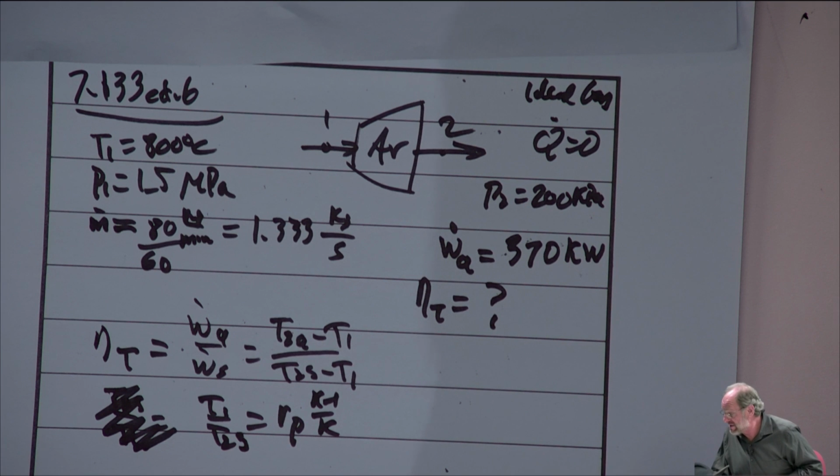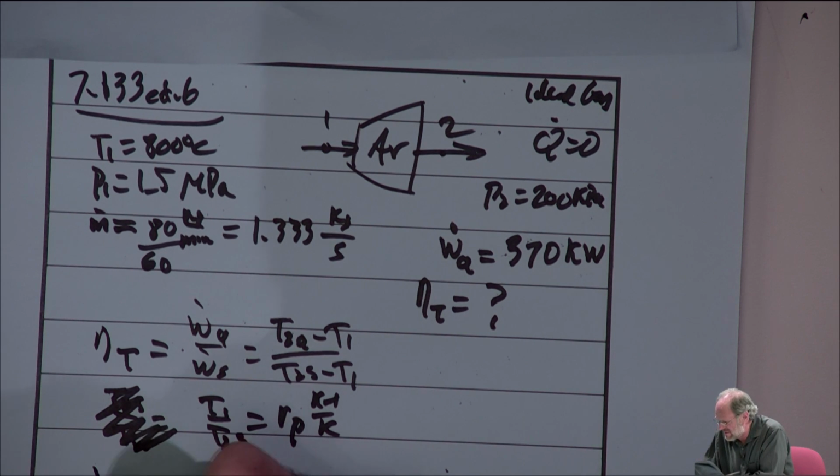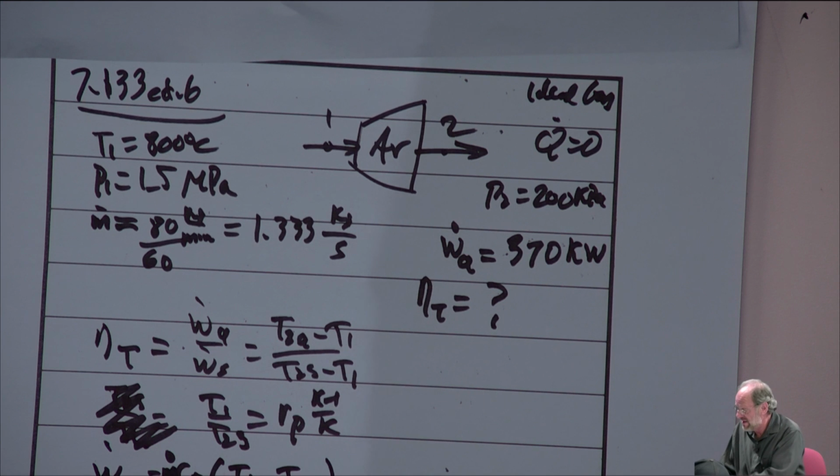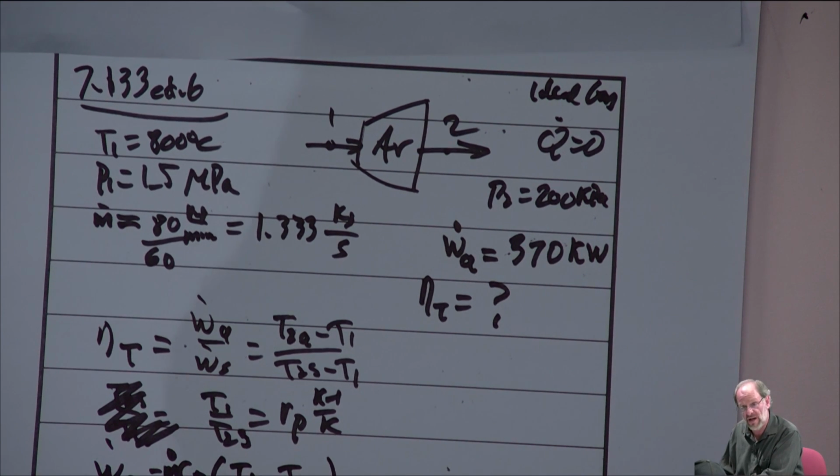So if you think about it, there shouldn't be a whole lot more that we really have to do. Well, one thing, since we're given the actual power, then this is going to equal the mass flow rate times Cp times the actual enthalpy change, so T1 minus T2 actual. So this is something that we're going to have to use in order to find T2A, right?